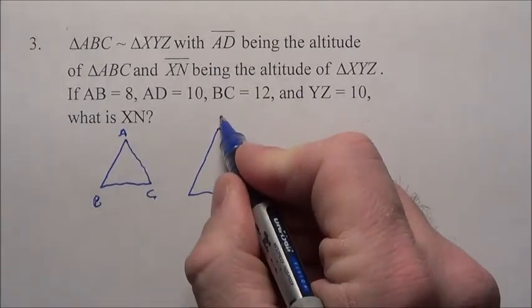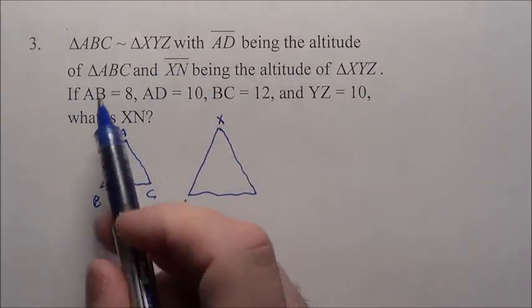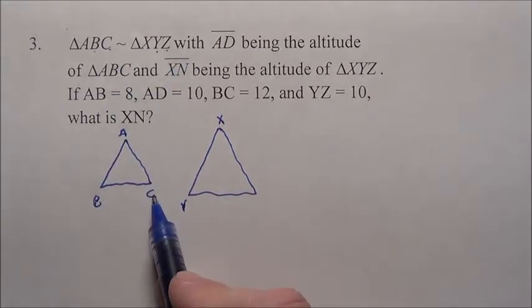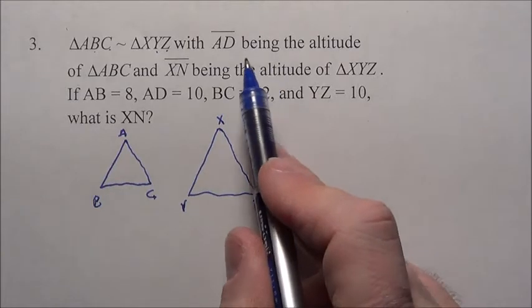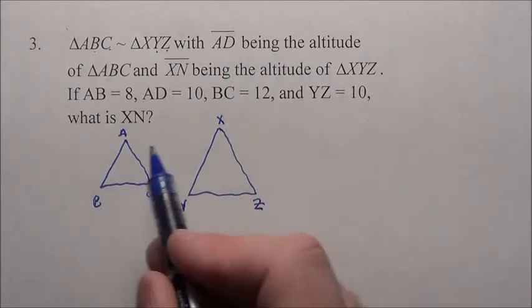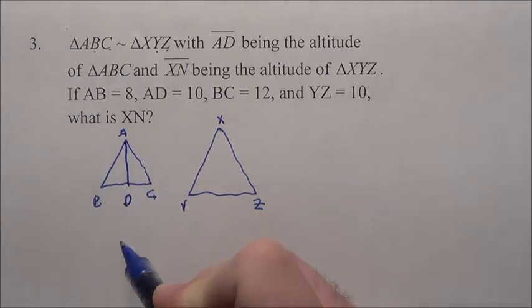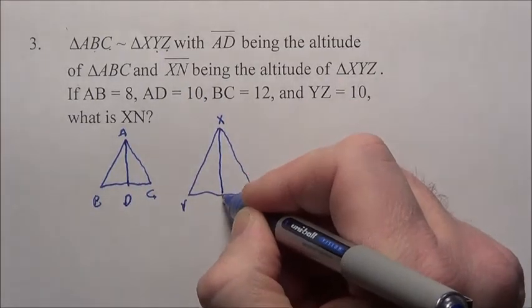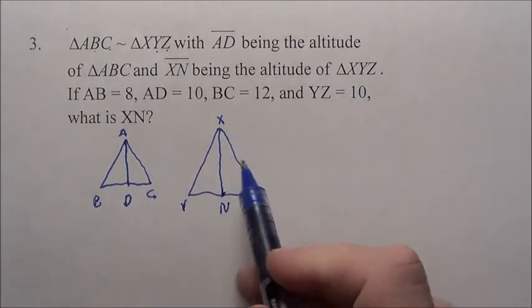But I know A is corresponding to that X. YZ, so the Y is corresponding to the B. See, B and Y. C is going to correspond to Z, so C's here, so I'm going to put Z here. With A to D being the altitude, so you have this AD coming straight down. Here's D, there's the altitude, AD. And XN, so here's N right there, being the altitude of XYZ.